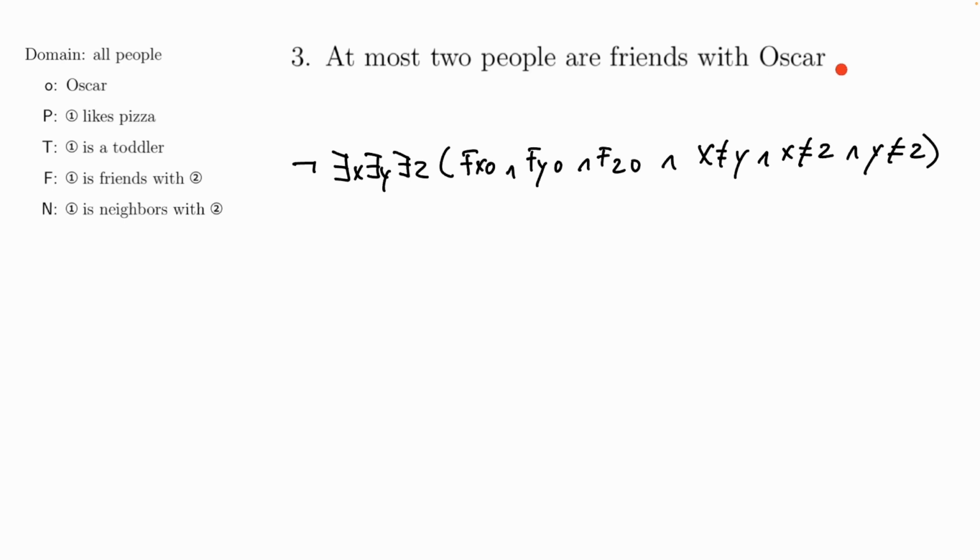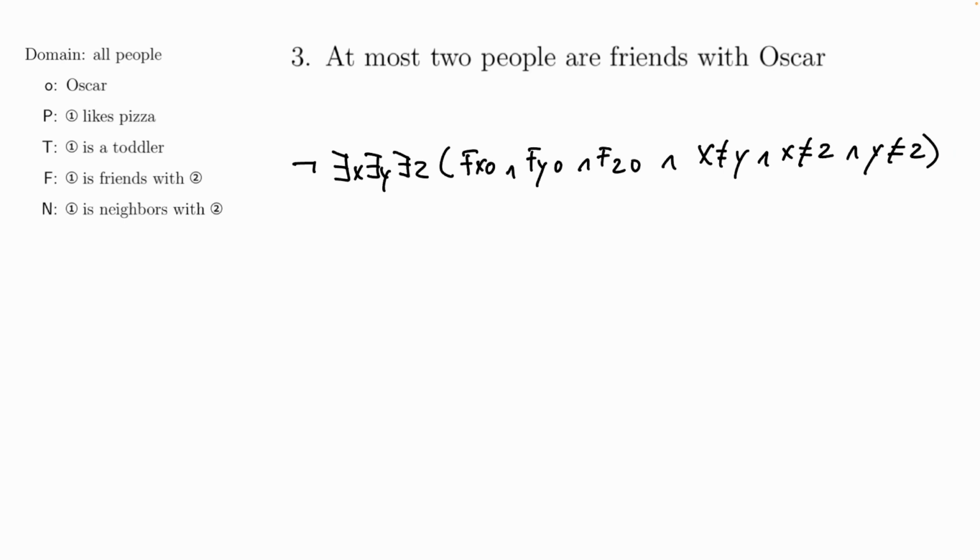Another way to treat statements like this one, at most 2 people are friends with Oscar, is to see them as saying, well, if you take any 3 individuals, X, Y, and Z, that are friends with Oscar, then actually one of those 3 has to be identical to one of the others, because there can't really be 3. There's at most 2.